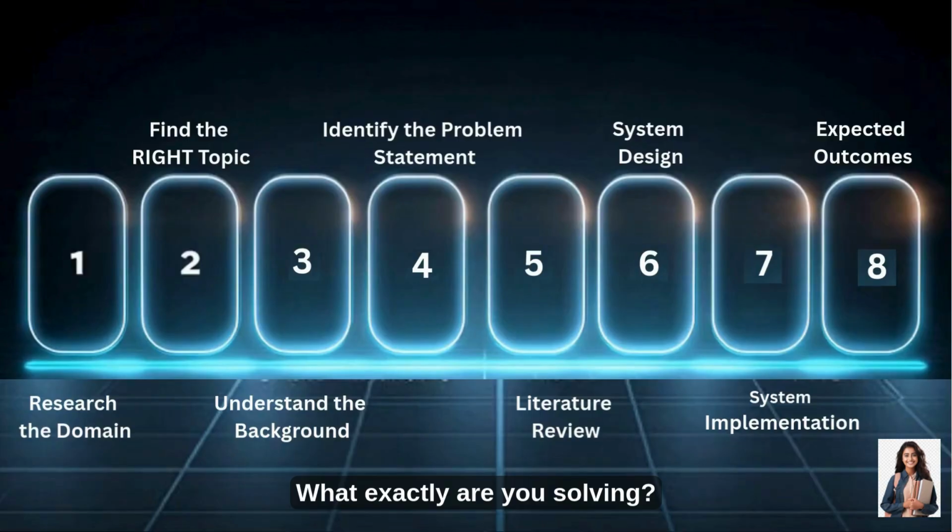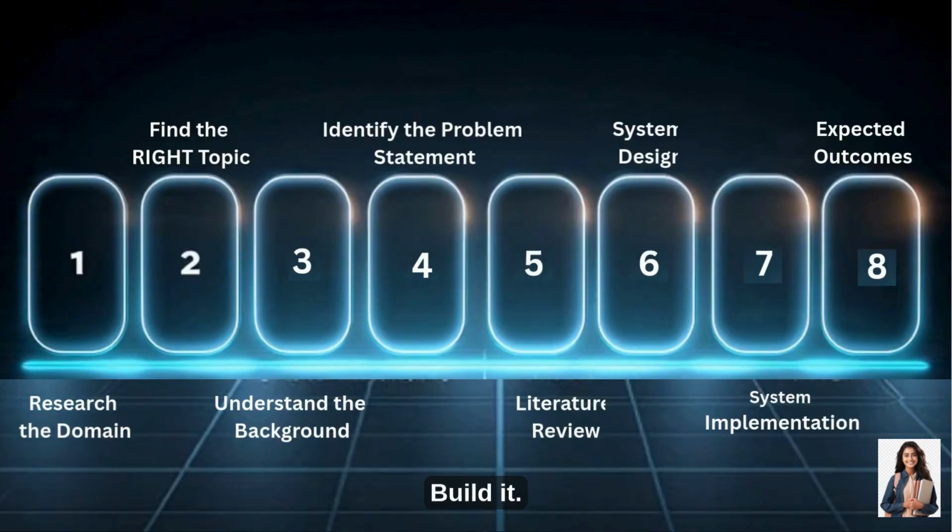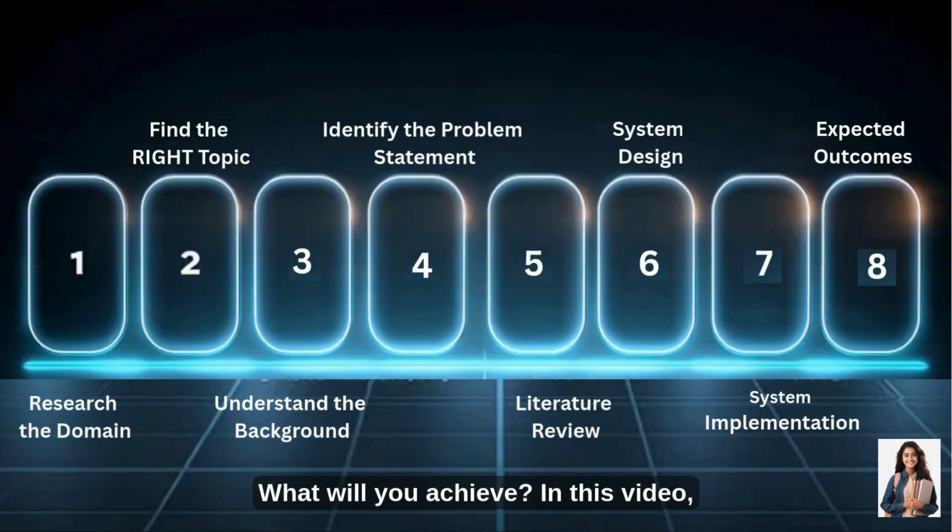What exactly are you solving? Step 5, literature review. Study all existing solutions. Step 6, system design. Design your solution. Step 7, system implementation. Build it. Step 8, expected outcomes. What will you achieve?